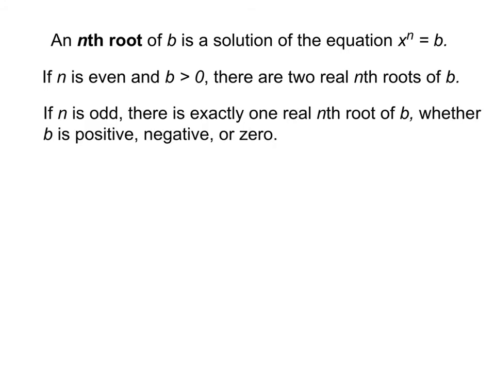Now, if n is odd, there is exactly one real nth root of b, whether b is positive, negative, or 0. So this is the same thing as we had with cube roots. There's one answer, okay? So if n is odd, regardless of what b is, there's going to be one answer for the nth root.